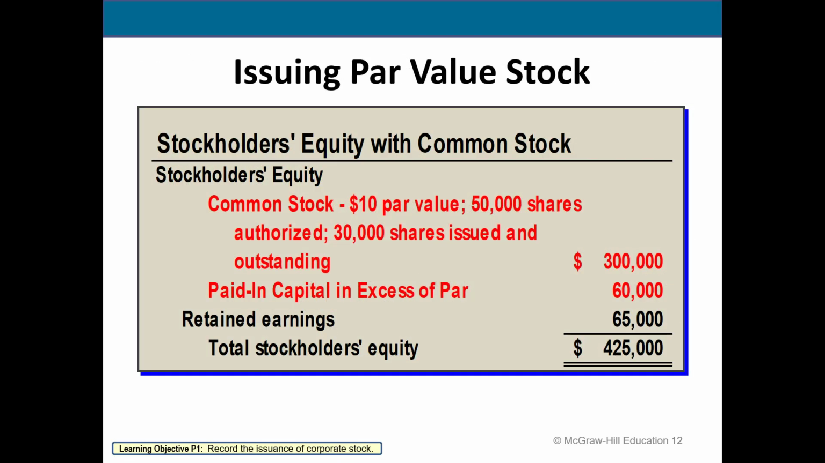This is what the stockholders' equity looks like after selling stock with a premium. Notice that we have the paid-in capital in excess of par, and the $300,000 refers to the 30,000 shares issued and outstanding at $10 a share.